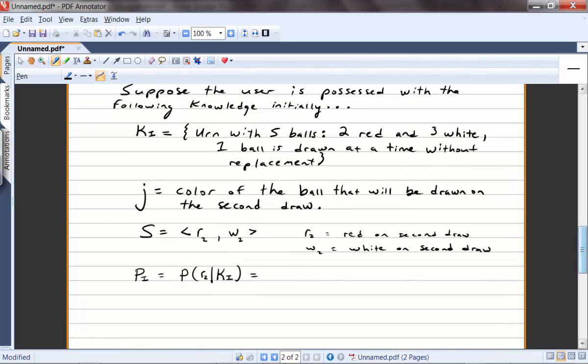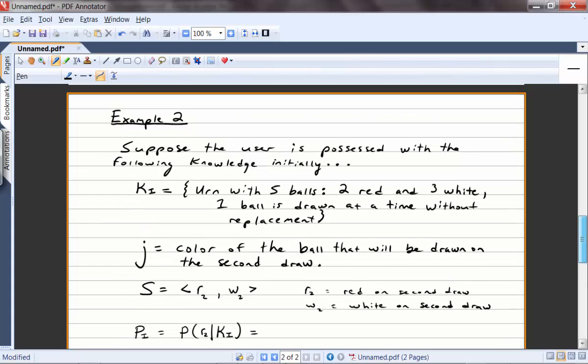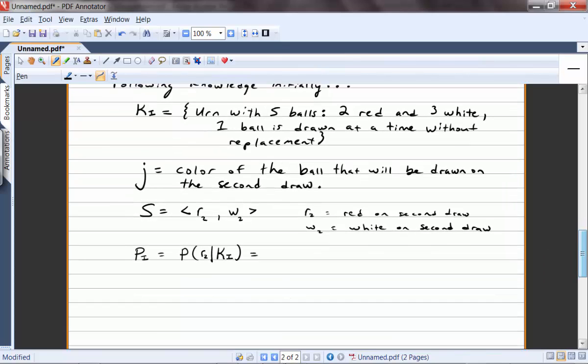If red is drawn on the first draw, then the probability that red will be drawn on the second draw would be 1/4, right? If there's been one draw and the ball was red, now there are 4 balls left in the urn. One is red, because one of them's already been taken out, and there were 2 red at the beginning. So there are 4 balls left after the first draw. 1 is red, and 3 are white. So there's a 1 in 4 chance that the ball drawn on the second draw will be red, if red was drawn on the first draw.